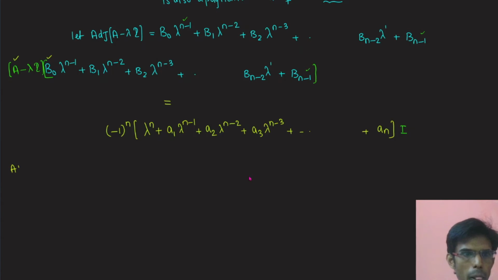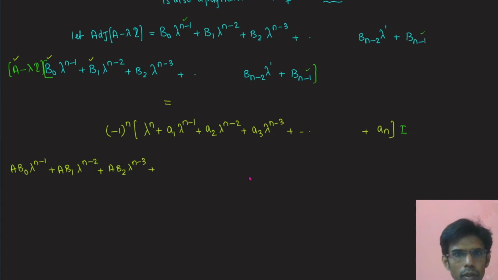So I'll get A B0 lambda power n minus 1 plus multiply A with B1. So I'll get A B1 lambda power n minus 2 plus A B2 lambda power n minus 3 and so on up to plus we have A b(n minus 2) lambda power 1 plus A b(n minus 1), right? We have multiplied A with this term. Now I have multiplied A.